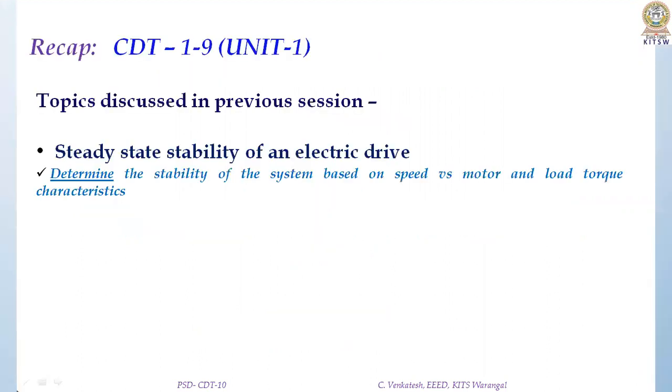So we have seen in the previous class, the last topic of unit 1, steady state stability of an electric drive. We were able to determine the stability of a system based on the speed versus motor and load torque characteristics. That is, speed torque characteristics of motor and of load were considered, and based on that, if there is any disturbance in the system at the equilibrium point, whether the drive is capable of regaining its original stable point or not, that we have analyzed, and based on that, steady state stability of an electric drive was decided.